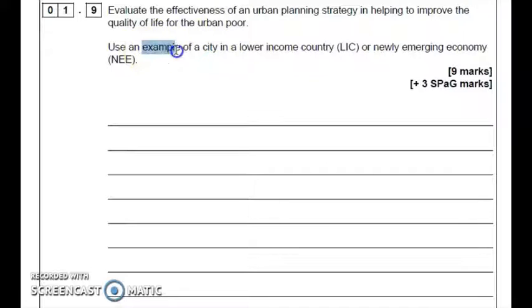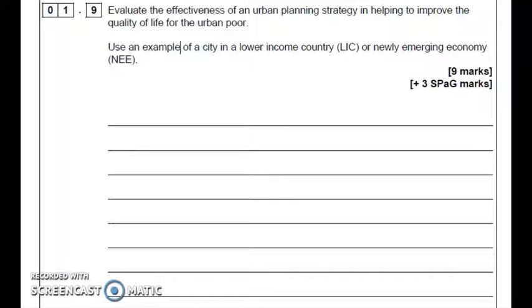Now, we've got to use an example. So the first thing you do before you even attempt the question is maybe write down the case study that you are going to use. So what we have looked at is the Dharavi slum in Mumbai. So basically, how good is that redevelopment project?